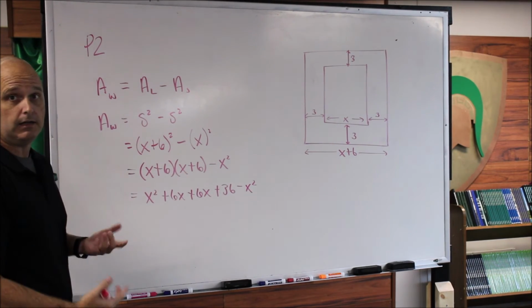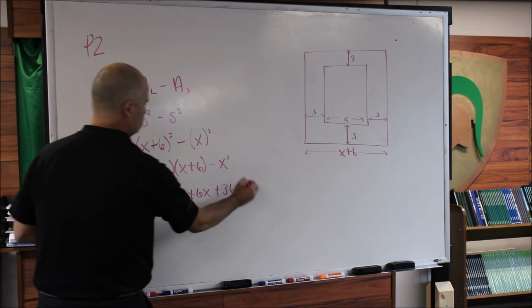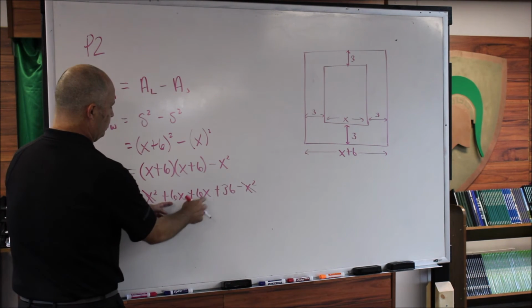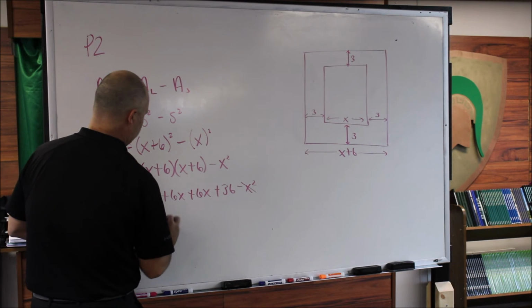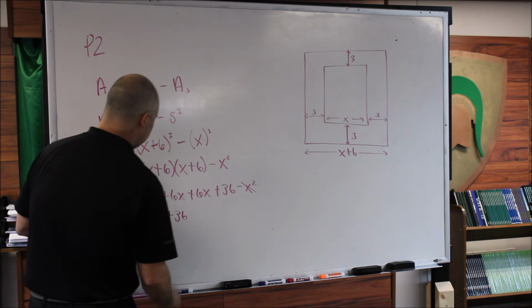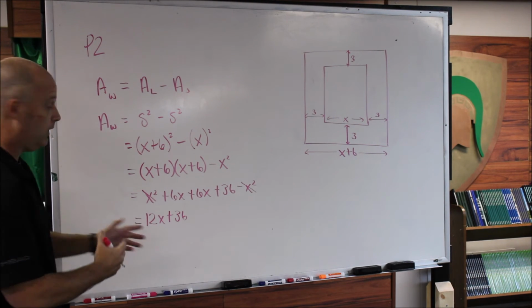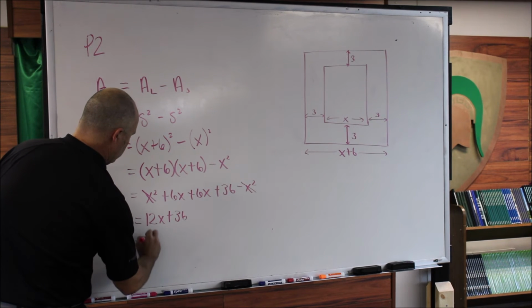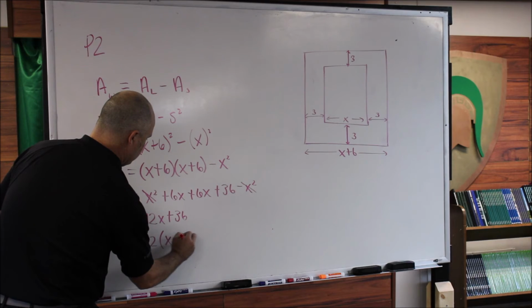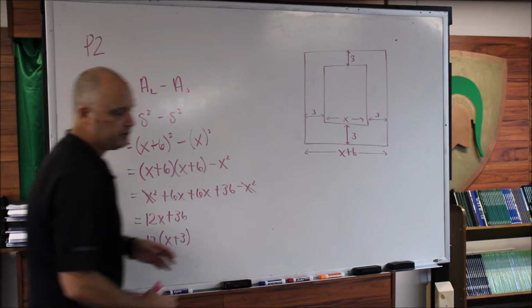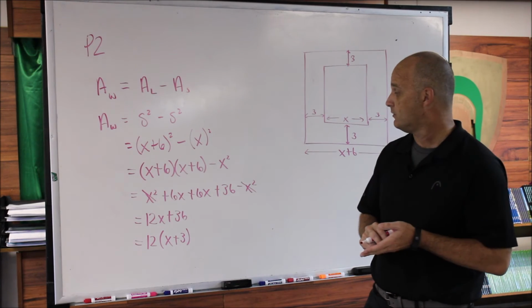So now we combine any like terms. Well, this x squared and this x squared cancel out. Then you've got 6x plus 6x, which is equal to 12x plus 36. Now, what you can do is take out the 12, because that's the greatest common factor, and you're left with x plus 3. So your solution is going to be 12 times x plus 3, or 12x plus 36 square feet.